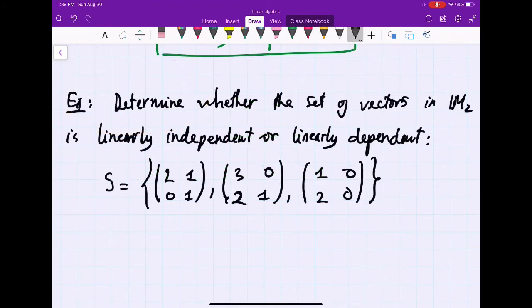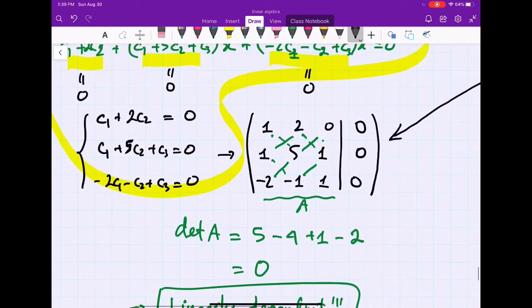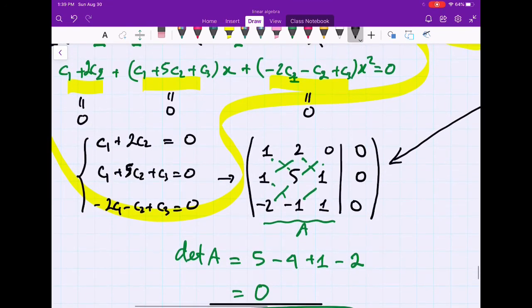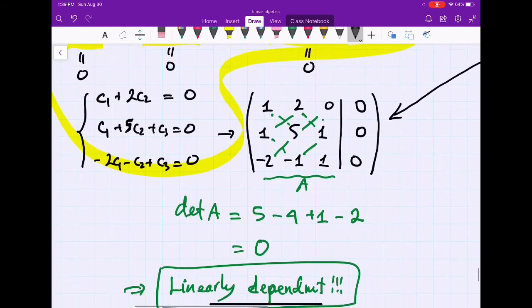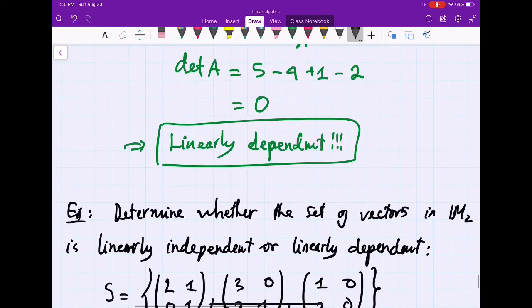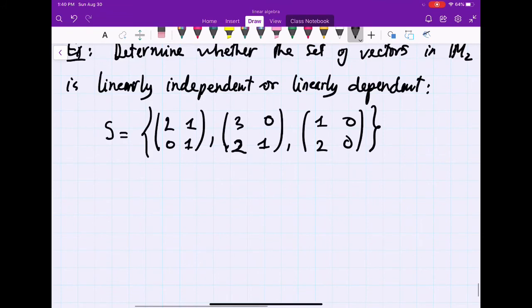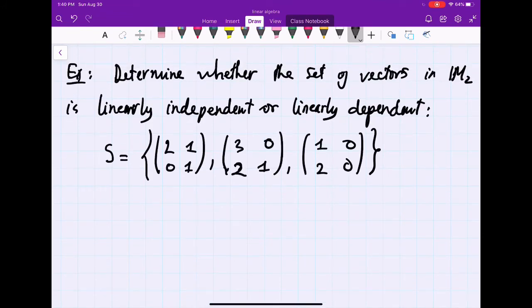Okay, so sometimes we are not lucky in the sense that we don't always have square matrices, because if you have square matrices you can use the determinant to see if that coefficient matrix is invertible or not. Like this example, you have only three vectors in M2, so you still need to consider the definition. So you need to see if the following system has a unique solution or not.